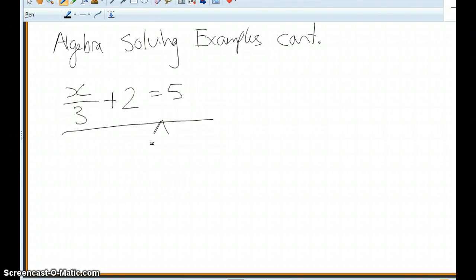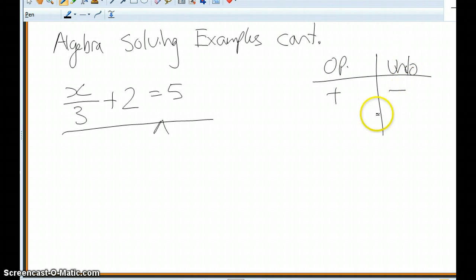The other thing I talked about is the undoing operations. Very quickly, if you have an operation that is a plus, to undo it, you subtract. If you have a minus, to undo it, you add. To undo a multiplication, you divide. To undo a division, you multiply. And we talked about if you have a square, you take the square root, and if you have a square root, you take a square, and maybe one or two others.